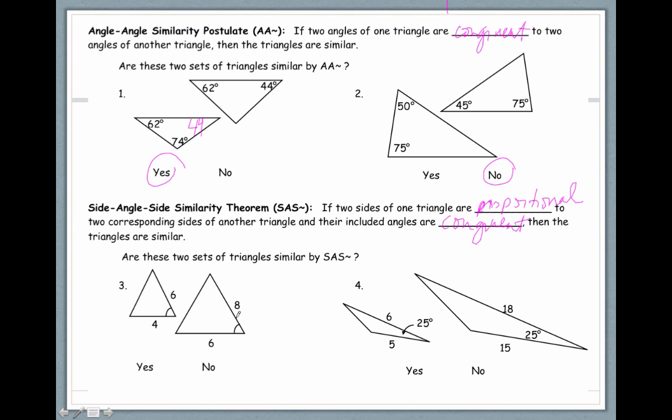So we have these angles. So if these two sides are proportional, that's enough. So is 8 over 6 equal to 6 over 4? This one's 4/3, this one's 3/2. No. 25, 25. So is 18 over 6 equal to 15 over 5? 3, 3. Yes.